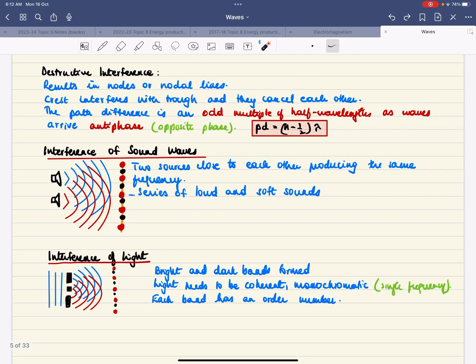If it is light, then you have bright and dark bands formed, and in order for you to have interference of light, it works best if the light is monochromatic, that means single frequency, and they are coherent, and each of these bands has what we call an order.